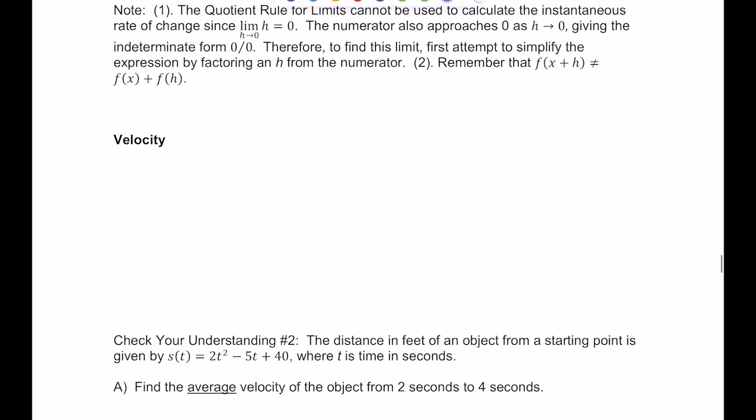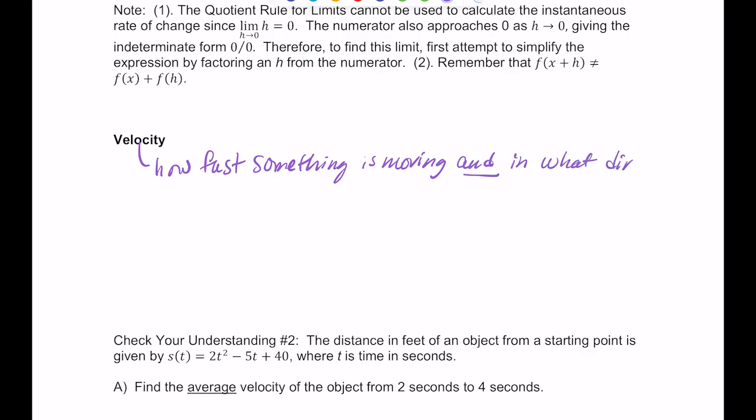When we talk about velocity, we're referring to how fast something is moving, and we're also talking about the direction it's moving in. And when we say direction, we're referring to positive or negative. Velocity is the same as instantaneous rate of change.